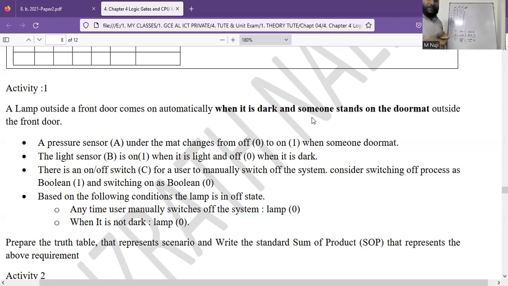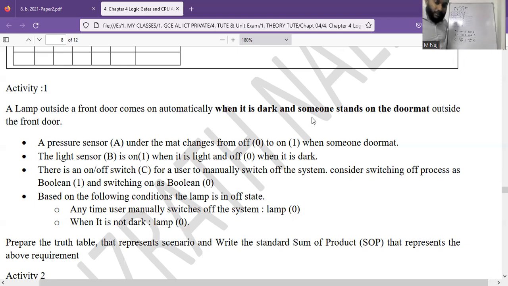Why? Because the lamp outside a front door comes on automatically when it is dark, when someone stands on the doormat outside the front door. So according to that scenario, according to that phrase, we can take only this area. So the dark, and this one is pressure, and this is 0. Why? Because the 0 means switch on. You understand? Fine.